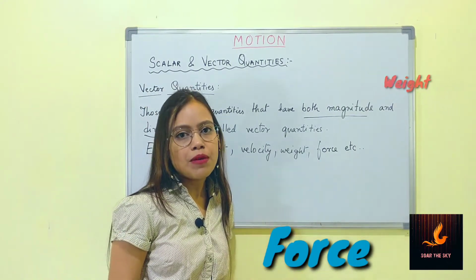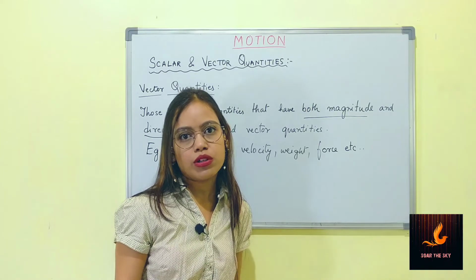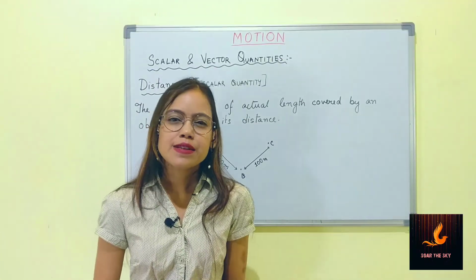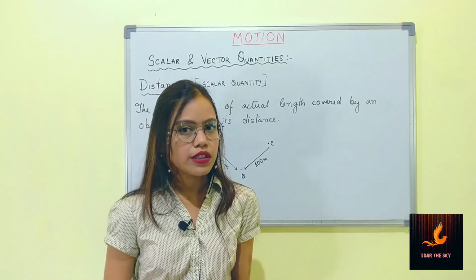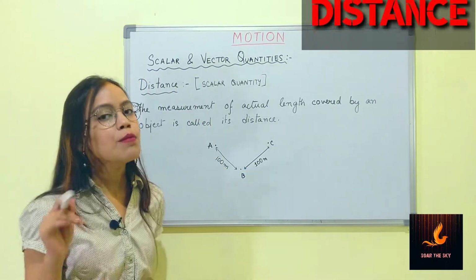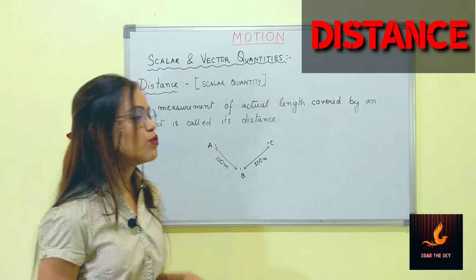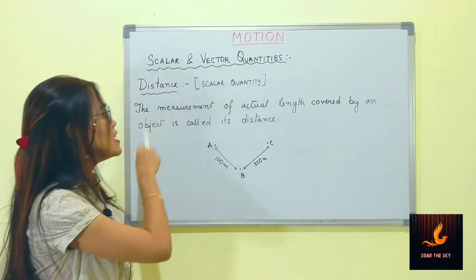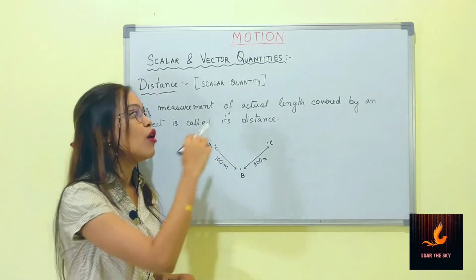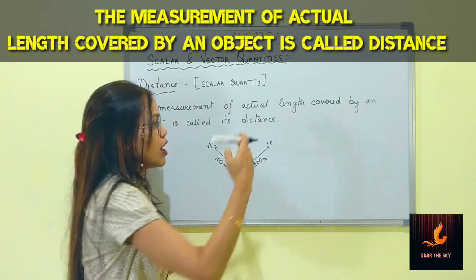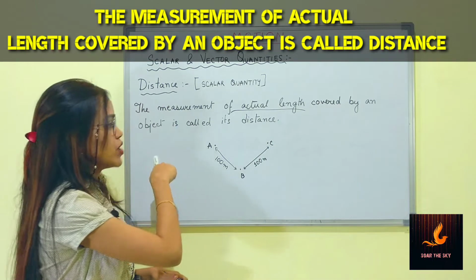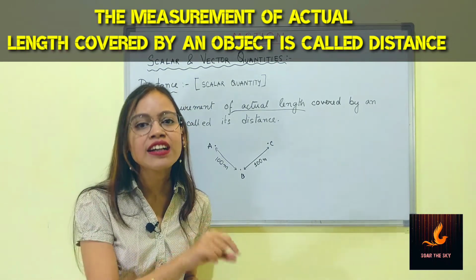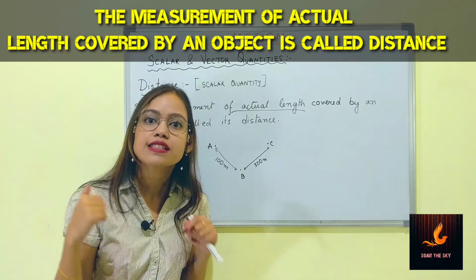Now we will talk about various scalar and vector quantities and compare them for your better understanding. Let's discuss the first scalar quantity, which is distance. It's the most basic scalar quantity. What do we understand by the term distance? Distance is basically the measurement of actual length covered by an object. Any object that is covering a particular length, that entire length will be considered as its distance.